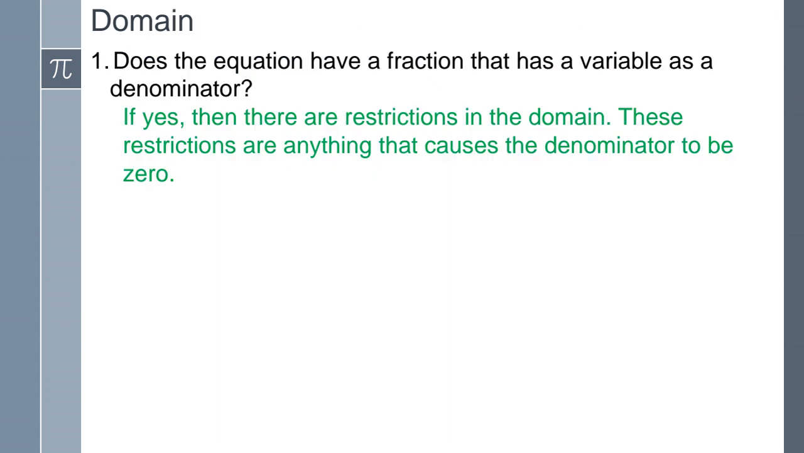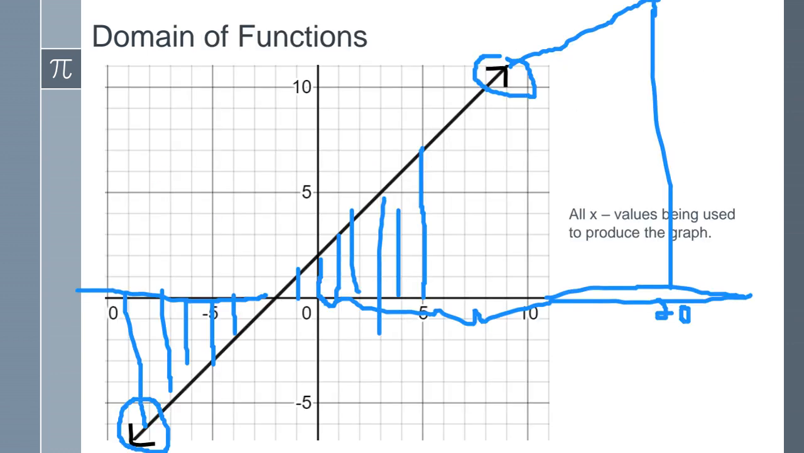If they ask you to write it in interval notation, then we can say that the domain is going to go from negative infinity, which is everything over here on the left side, all these values, all the way to positive infinity, which is going to be everything over here.